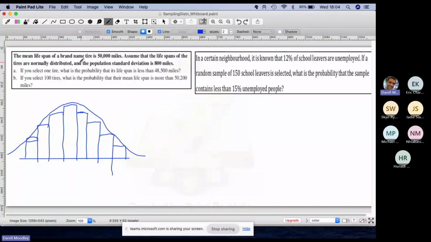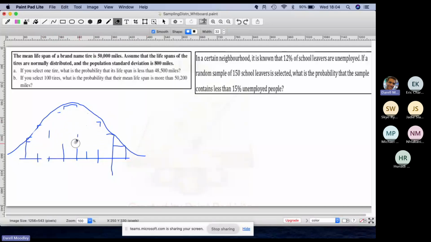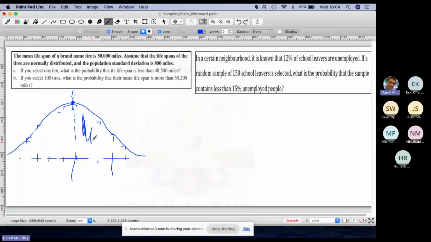Now if I remove these blocks, I'm just left with this graph. Let's just say that this graph is symmetrical. It's bell-shaped. What I mean is that if I draw a line down the center where the peak is, then this half here is exactly the same as this half. That's what symmetrical means, okay? Then that tends to follow a normal distribution.